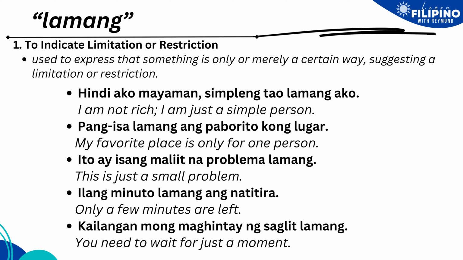Next one is pang-isa lamang ang paborito kong lugar. So my favorite place is only for one person. Pang-isa is only for one. And then paborito, that's favorite. And then a lugar is a place. So pang-isa lamang ang paborito kong lugar.